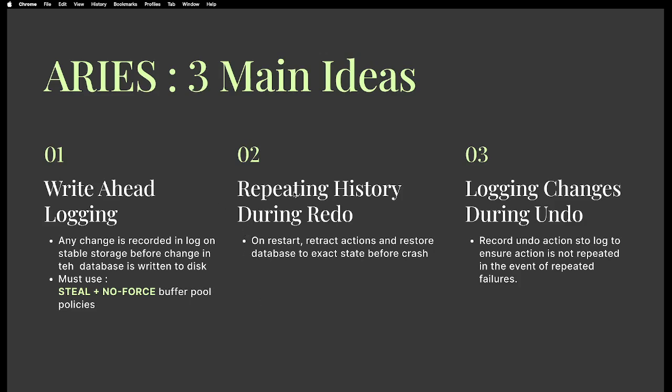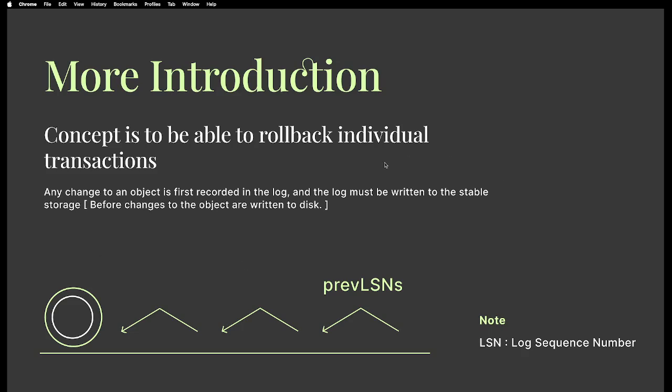Secondly, we need to learn a little bit about repeating history during redo. Whenever we restart, we retrace the actions and restore the database to the exact state before the crash. Finally, we do logging changes during undo. We need to record the undo action in the log to ensure the action is not repeated in the event of repeated failure. So if there are multiple failures, we need to record all the actions in our log. So this is a brief overview.